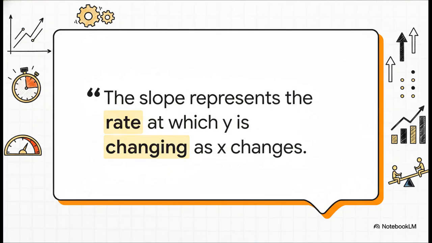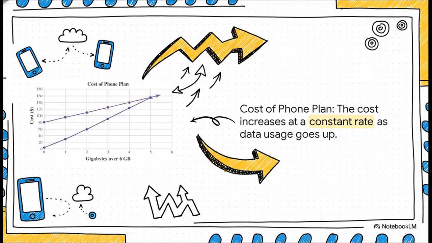If you take away one thing from all this, let it be this right here. Slope is not just about steepness on a graph. It is the rate of change. It tells you exactly how much one thing changes when another thing changes. Take a look at this phone plan, for example. The graph is a perfect straight line. What does that tell us? It tells us the cost goes up at a steady, predictable rate the more data you use. And that rate of change, you guessed it, that's the slope.